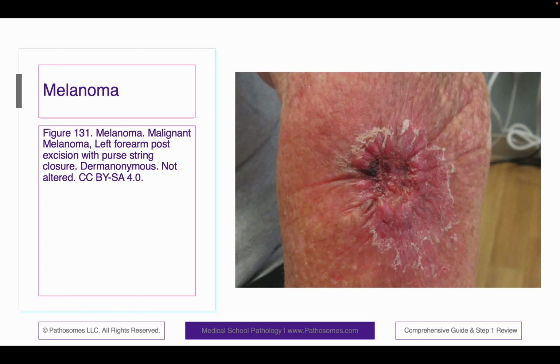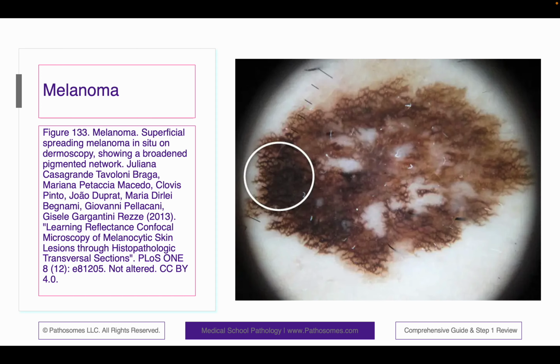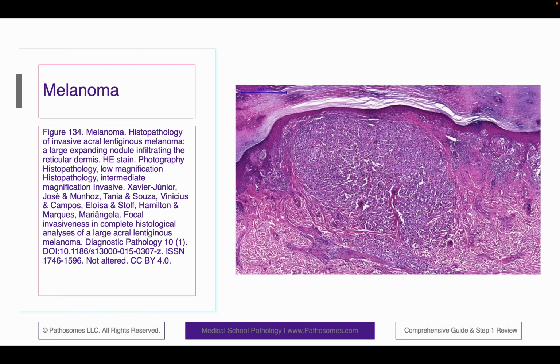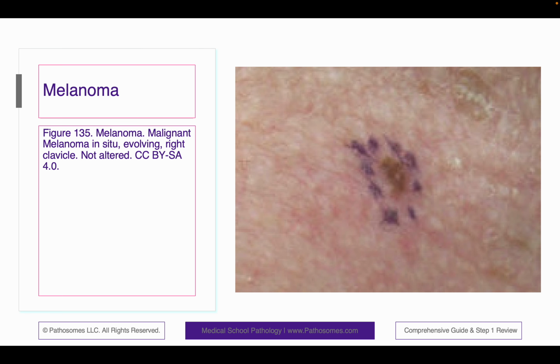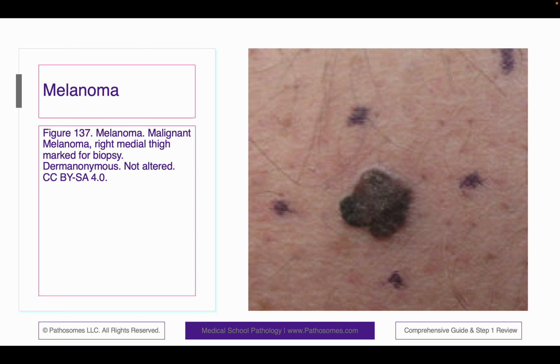And here we have malignant melanoma of a left forearm in a patient post-excision with purse string closure. Interesting. Now use your ABCDEs. And here we're utilizing a dermatoscope looking at a melanoma, specifically a superficial spreading melanoma in situ. More histology of a melanoma. Use your ABCDEs. Melanoma, right?